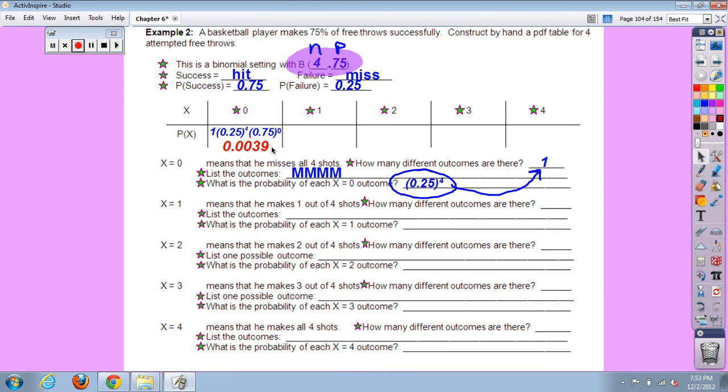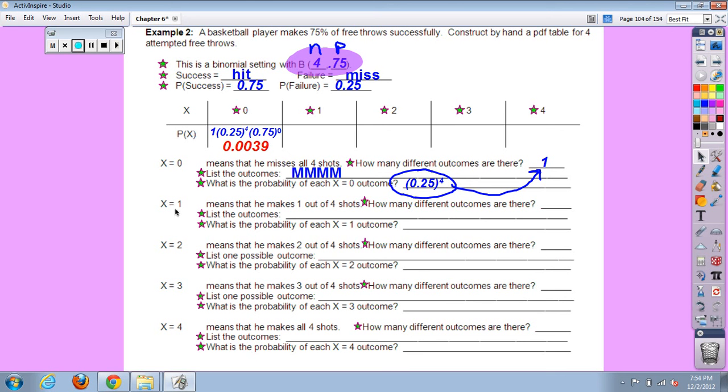Now you might think it's a little silly to put this 0.75 to the 0 power. Just keep in mind that 0.75 to the 0 is really 1, and it's not really affecting the probability at all. But this way you're seeing all 4 outcomes. You're seeing here are the 4 misses, which means there are 0 hits. And there's only one way that this can be done, and that's if all 4 were misses. So altogether that comes out to be 0.0039. So we have a 0.39% chance that this player will miss all 4 free throws.